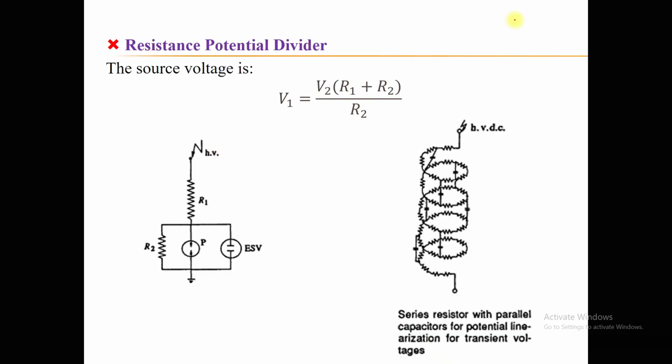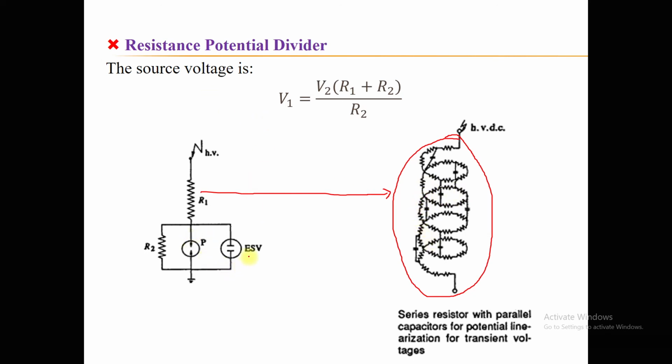So here you can see the exact equivalent circuit of the potential divider. This is your high voltage resistor, which will represent R1. You can see that the presence of the stray capacitances and the ground capacitances allows the uniform distribution of the voltage across each and every element, so that it can protect them against flashover.